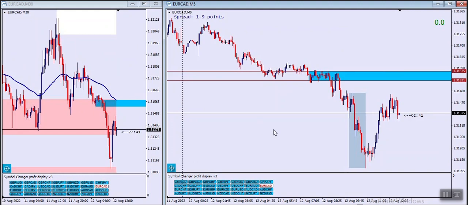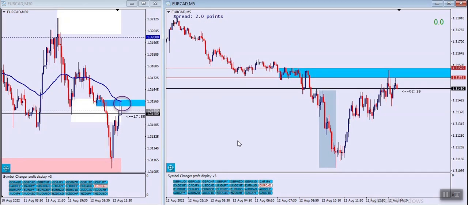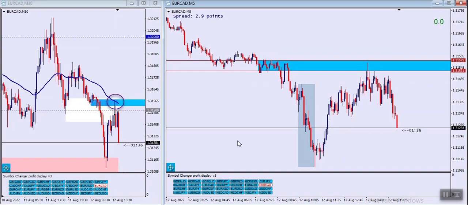This setup happened today, Friday 12th of August, right? So we see price traded away from this zone, and I was expecting a retest because I had another block here on the lower time frame. Price came back to it, and that was it.